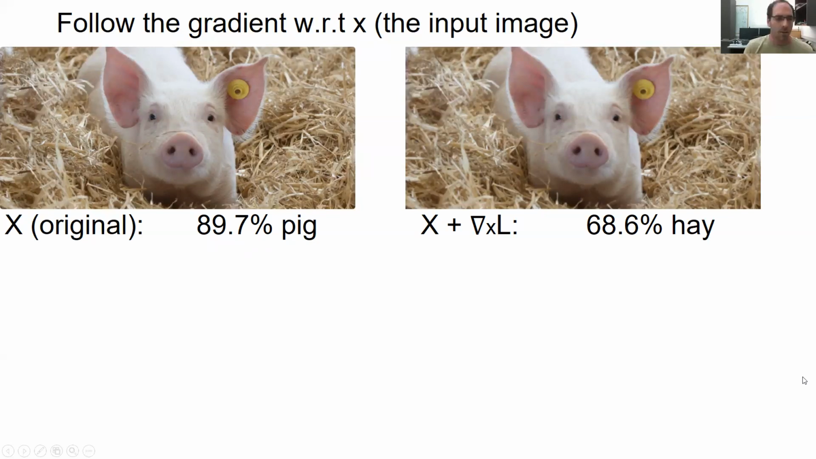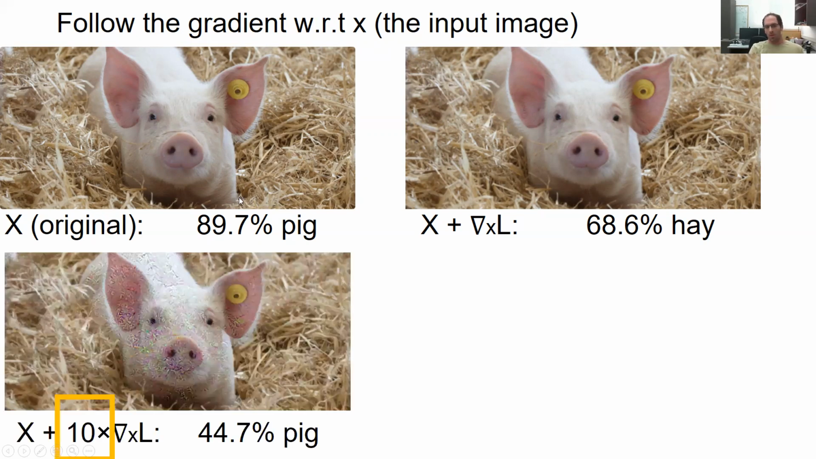And now I see. How do you know the label? The label was 90% pig. So you'll take it from the classifier. Yes, the loss with the true label. So now instead of having 90% pig, we now have 70% hay in the image, which kind of makes sense because there is hay in the image, but it's not a pig anymore. It's not the correct class.